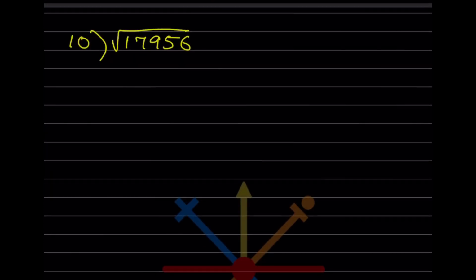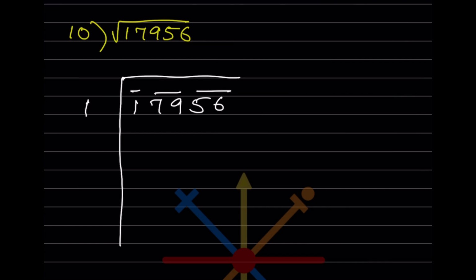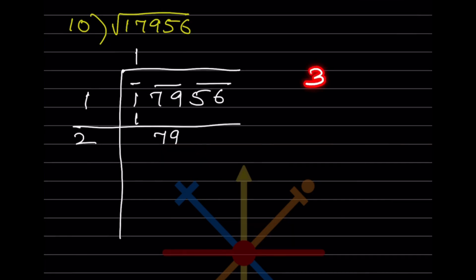Now again for this one, 17956, divide it into pairs. So here is 1, so 1 ones are 1. You are going to add this one, that is 1 plus 1 is 2. Now let us see, take 79 first. Here we can see the unit place is 9. So it can be 3 square, which is 9, and 7 square will be 49. So either we have to take 23 or 27.